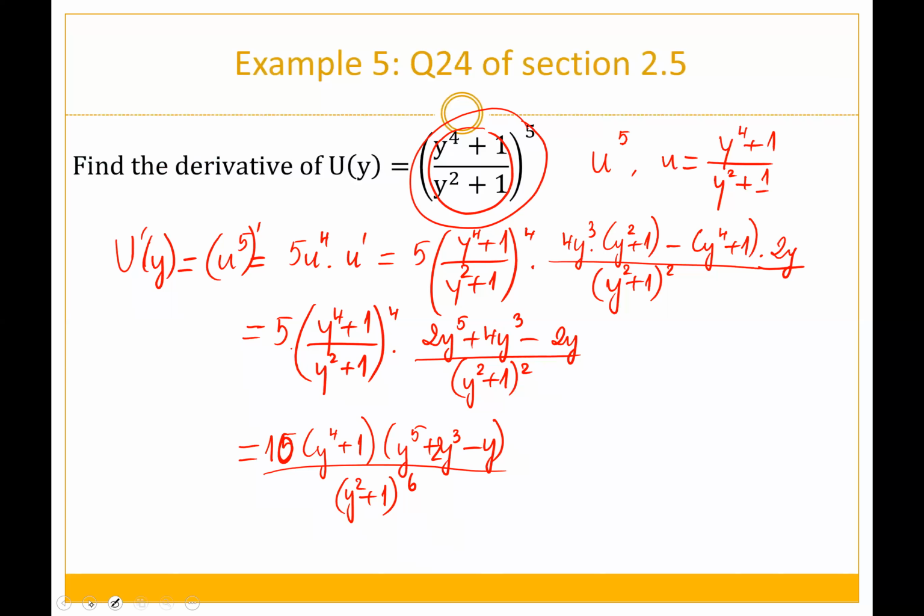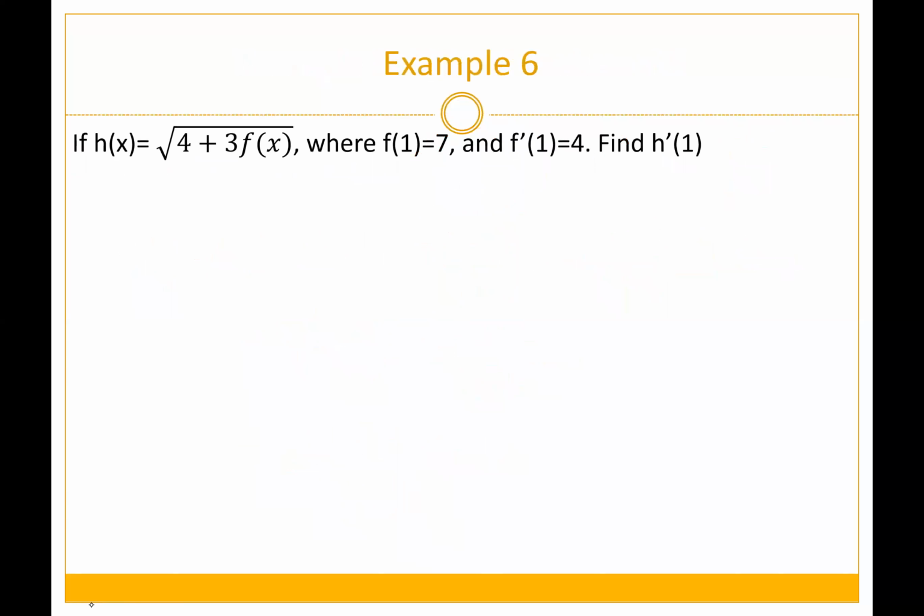And so now we're going to go to example 6 of the questions. So example 6 is doing a little bit numerically, so to make this session not too boring, put in some numbers. So if you have h of x is square root of 4 plus 3 f of x, where you have f of 1 is 7 and f prime of 1 is 4, find what is h prime of 1.